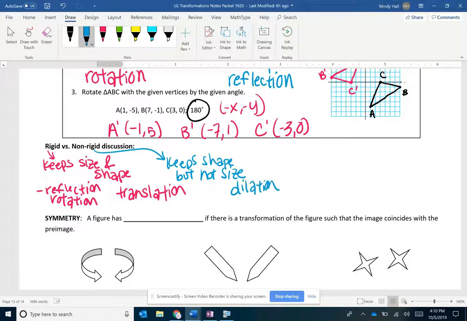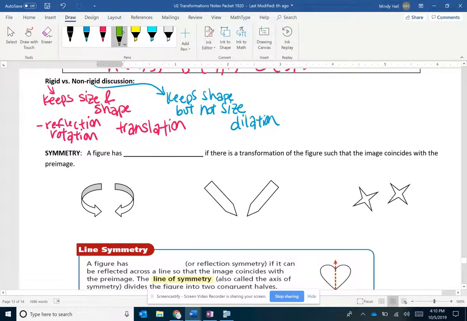So now the last one that we're going to be talking about is symmetry. And a figure has symmetry if there is a transformation of the figure such that the image coincides with the pre-image, aka it looks like a mirror image of itself. So if you look at these 2 arrows, if we were to cut them horizontally, they wouldn't look the same on the top and bottom. But if I look at the picture as a whole, I can draw a line and it looks the same on both sides, so they would be symmetrical to each other.